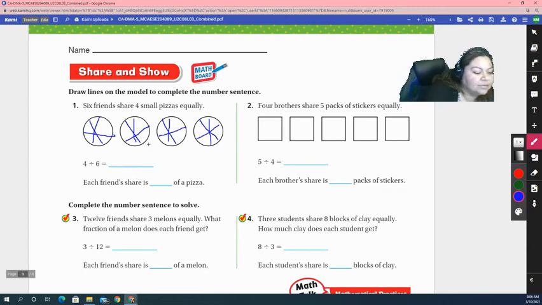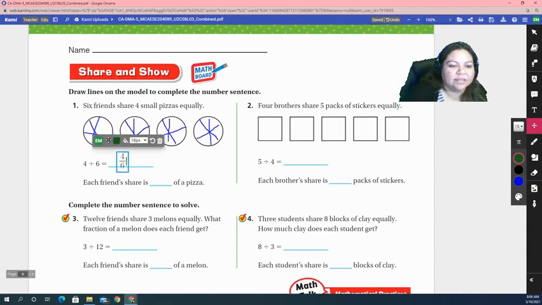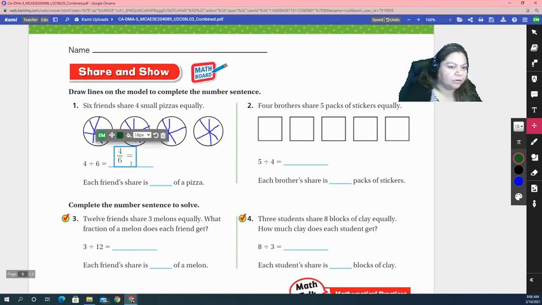So in this case, I can rewrite this as 4 over 6. But it doesn't end here, because I can simplify. I can divide both the numerator and the denominator by 2. So 4 divided by 2 is 2, and 6 divided by 2 is 3. So each friend's share is 2/3 of a pizza.